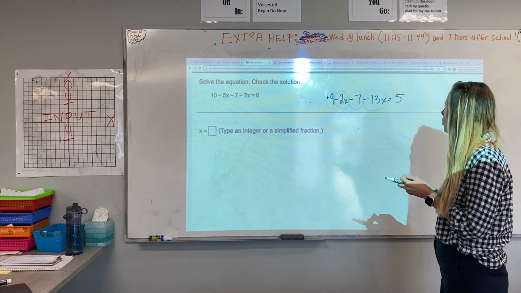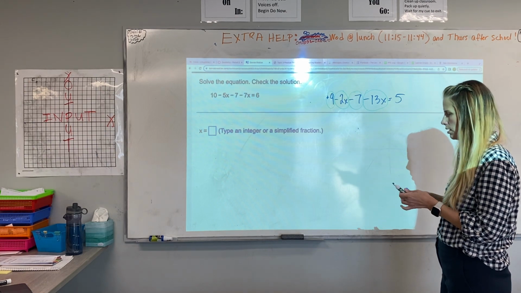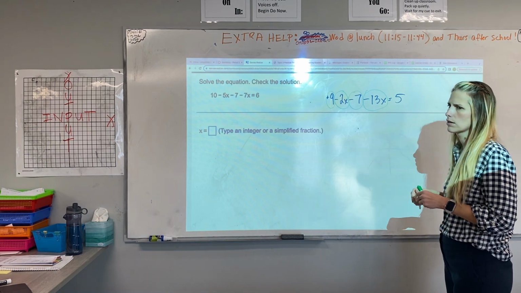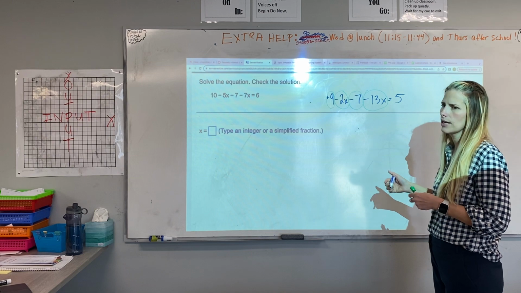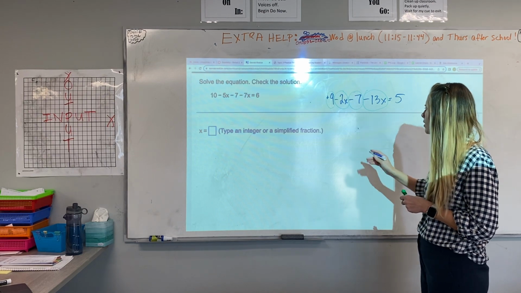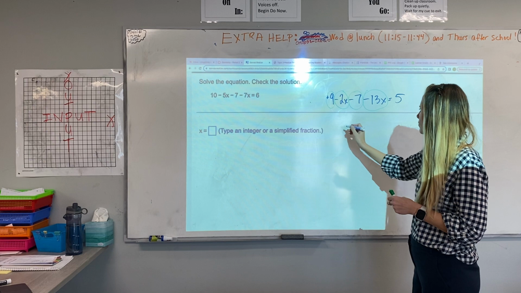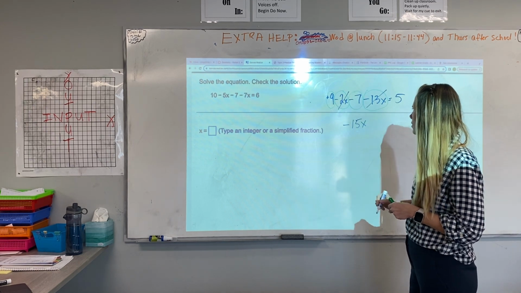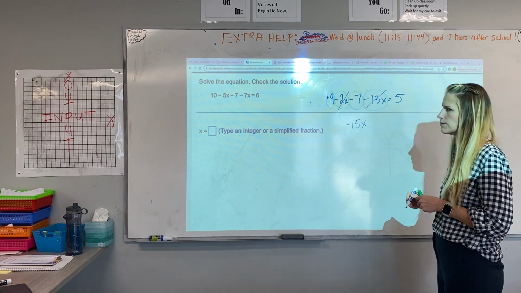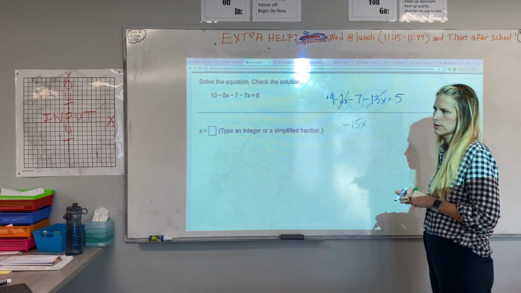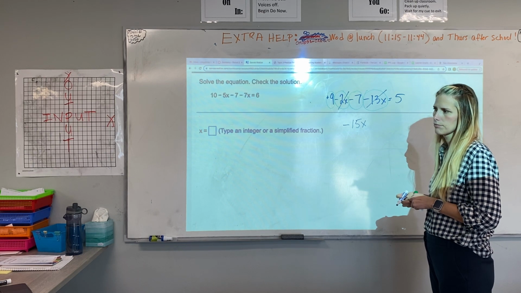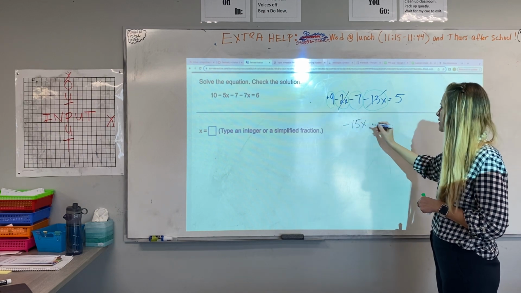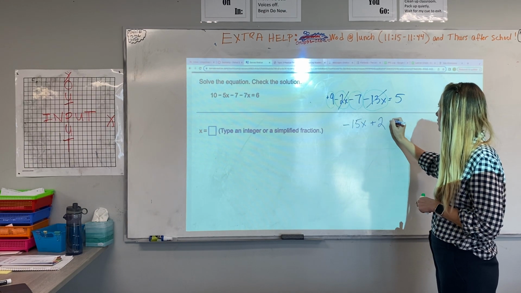Okay, so which ones can I combine? You can combine the negative 13x and the negative 2x. Good. So the negative 13x and the negative 2x, and you get what? Negative 15x. What else? And then you get 2. You combine your 9 and a negative 7, and you get positive 2 equals 5.